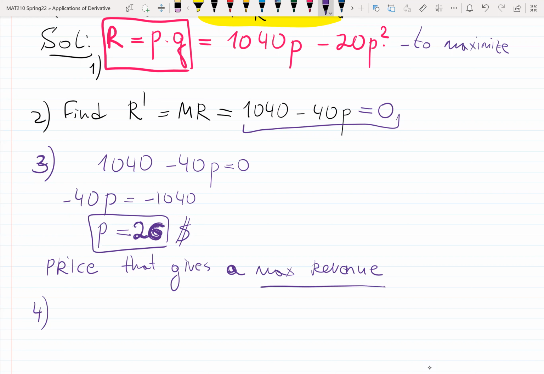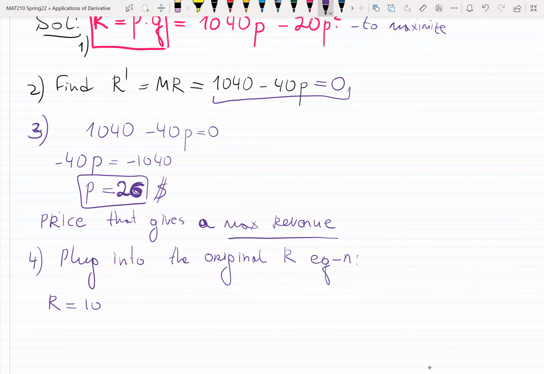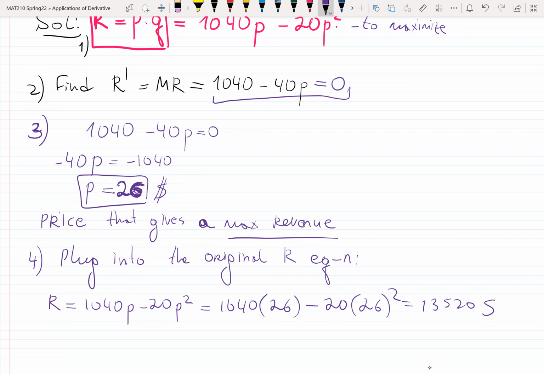So what is the maximum revenue? Plug it into the original revenue equation. Revenue is 1040p minus 20p squared. You plug in 1040 times 26 minus 20 times 26 squared, and you get $135.20. So with this price, you can expect this revenue. That is the idea here.